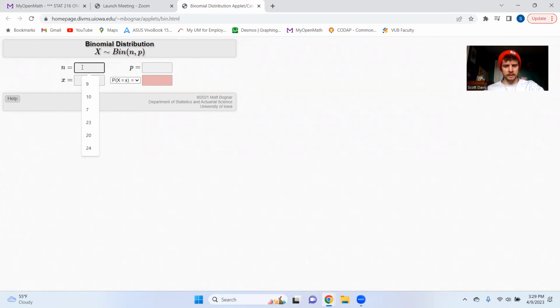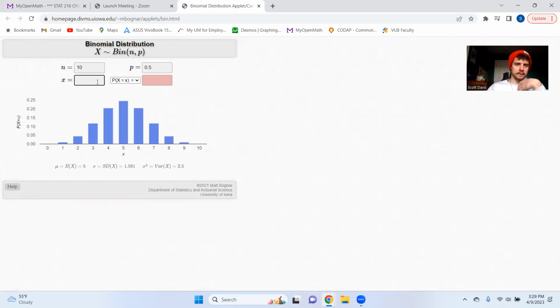So n is our sample size. Let's start with a pretty simple sample size, say 10, and we'll do a probability of 0.5. And I could enter x and it would give me the calculations. We really only care about the approximate shape of the distribution right now.